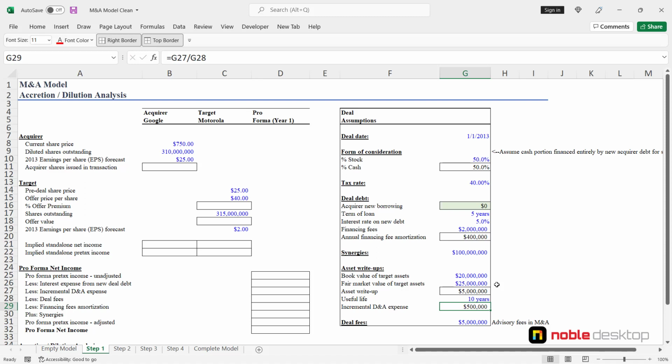Great, we completed our deal assumptions, and our next step is to calculate acquirer and target shares information and net income standalone and pre-tax. Let's go ahead and do it.